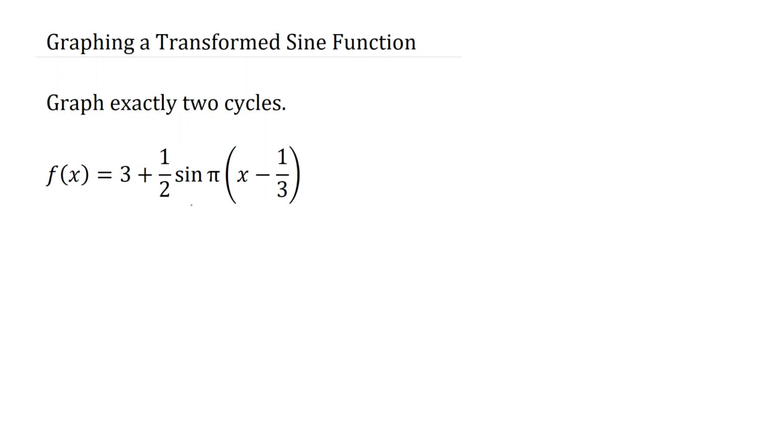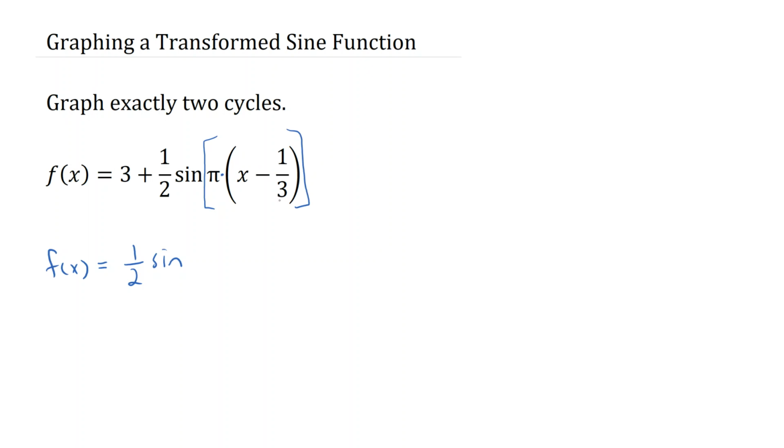So what we're going to do is make this look a little nicer so it matches what we expect when it comes to transformations. This is the same as, we're going to take this plus 3 and move it onto the end. So it's going to be 1/2 times the sine of pi times x minus 1/3. Because this is multiplication, all of this is the argument to the trig function sine, or the angle for the trig function sine.